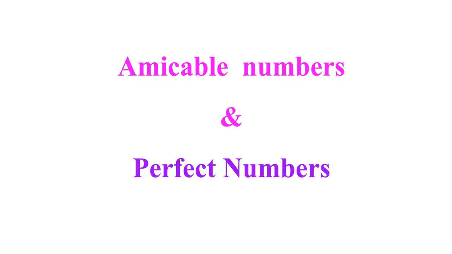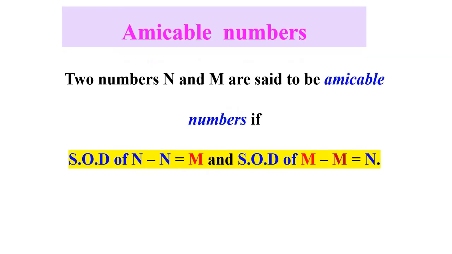In this video, we will see the definition of amicable numbers and perfect numbers and problems based on them. Two numbers, n and m, are said to be amicable numbers or friendly numbers if, taking them as n and m, this is the condition: sum of divisors of n minus n should be m, and sum of divisors of m minus m is n.